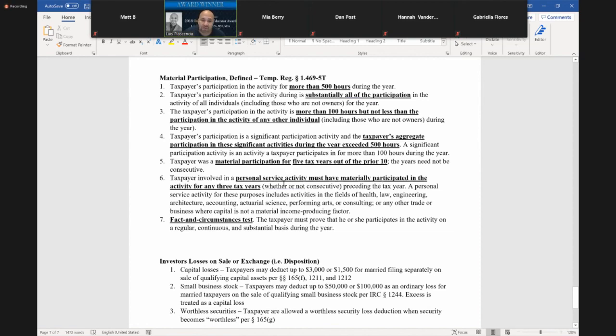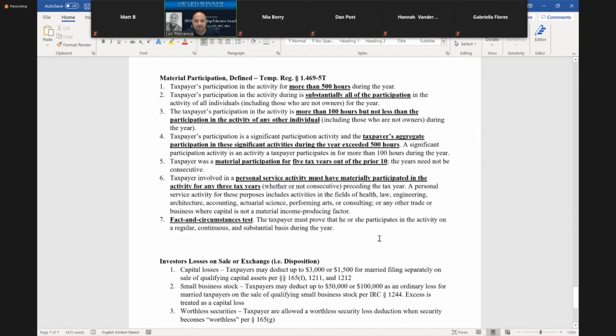Or if it's a personal service corporation, again, accounting, law, architecture, material participation has to be present in any of the 3 prior years. And then the last rule is facts and circumstances, which is applied on a case-by-case basis. That's material participation. I'm not going to test you on these rules. I do want you to become familiar with these rules.